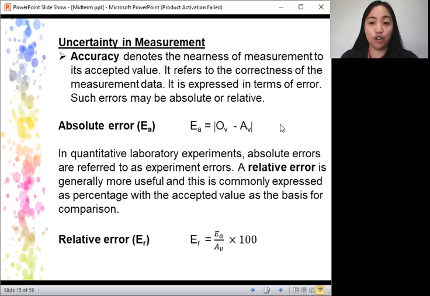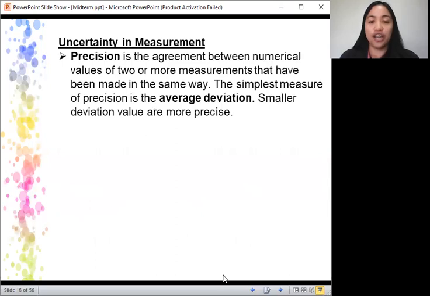A relative error is generally more useful, and this is commonly expressed as a percentage with the accepted value as the basis for comparison. So for the relative error, this is the formula. Precision. Precision is the agreement between numerical values of two or more measurements that have been made in the same way. The simplest measure of precision is the average deviation.